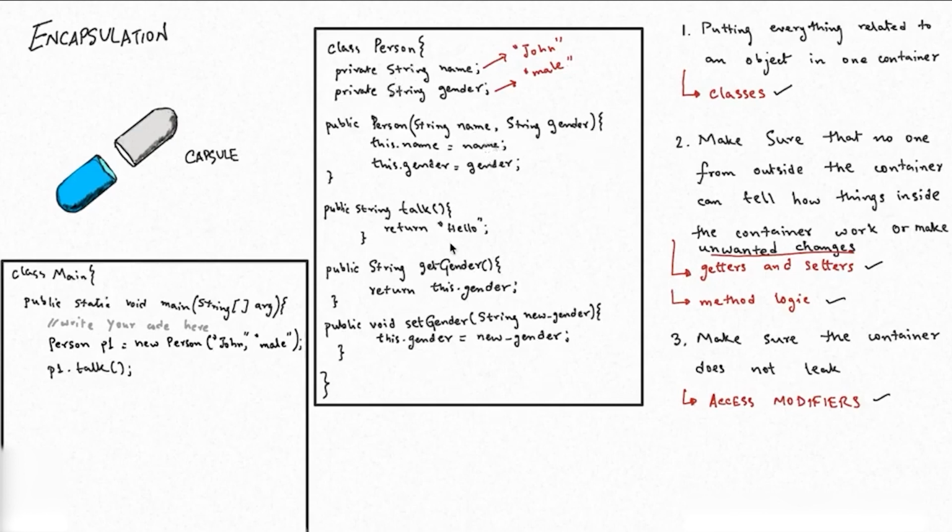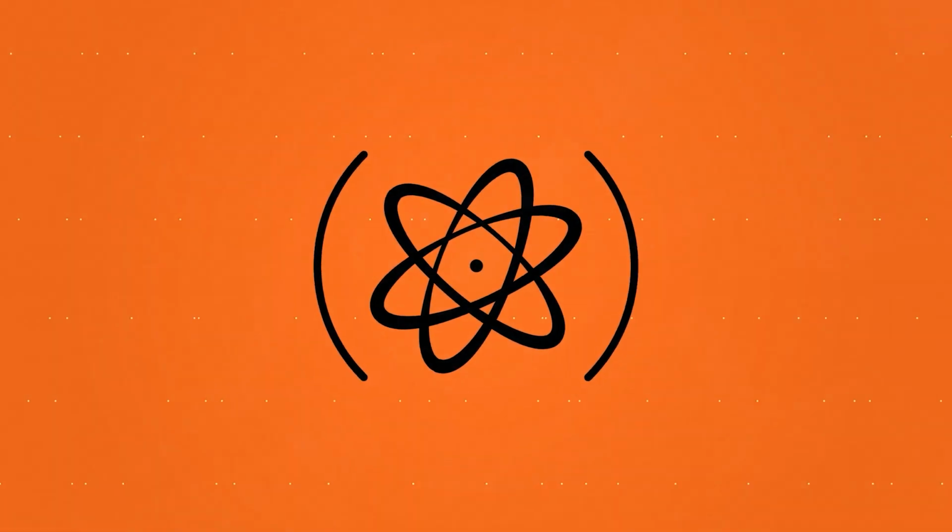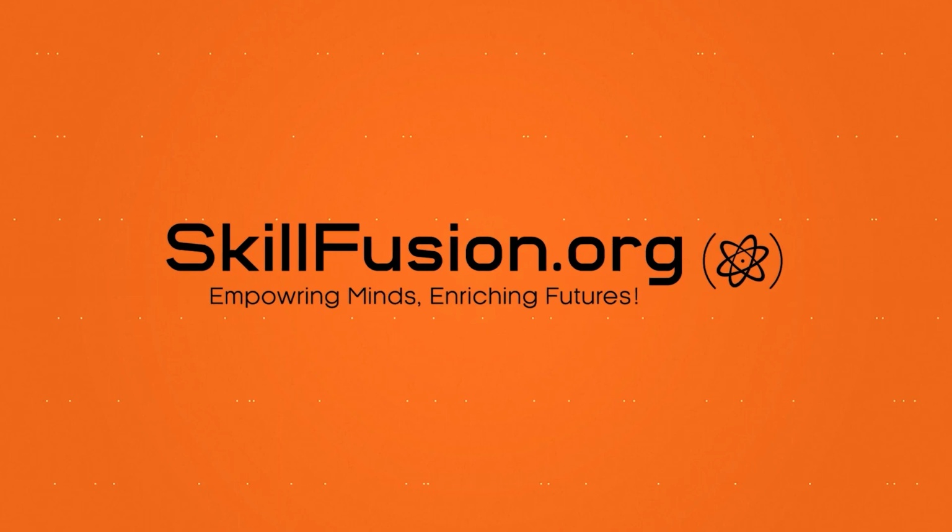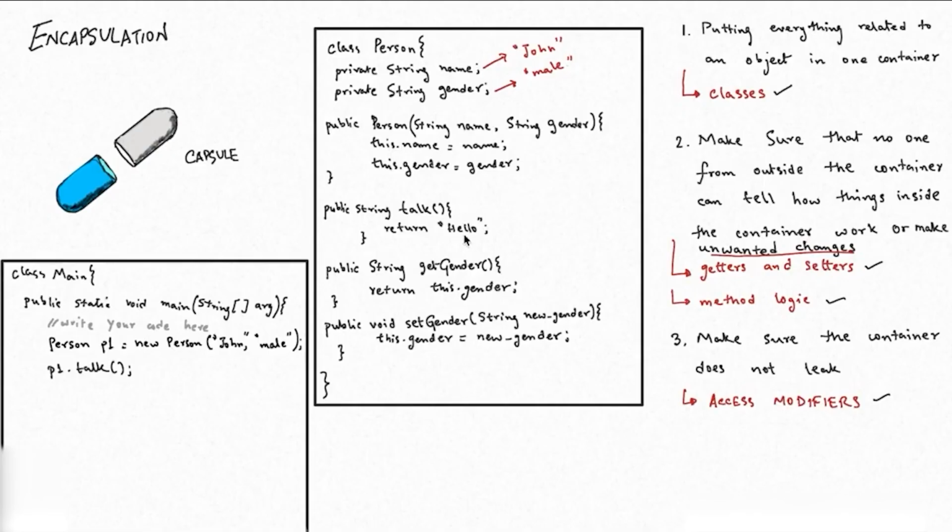But full encapsulation has not been achieved yet. There's still a lot of things that can leak. And we'll see a few examples of how things can still leak out. But I hope you now have a basic understanding of what encapsulation is.